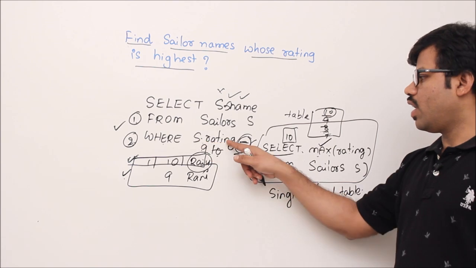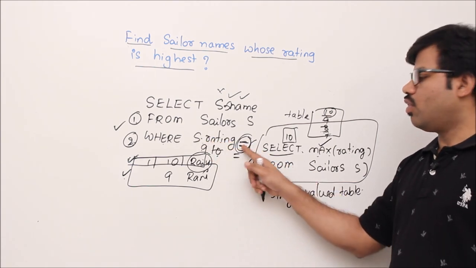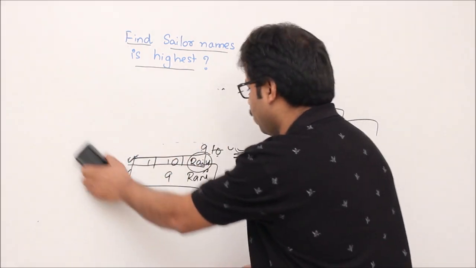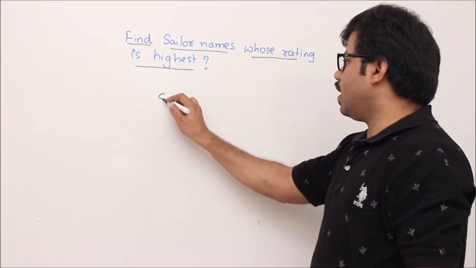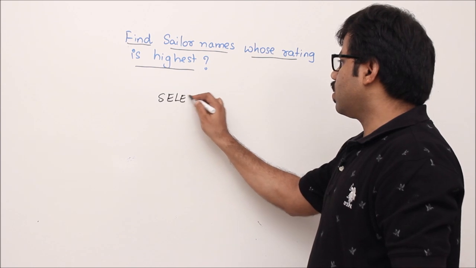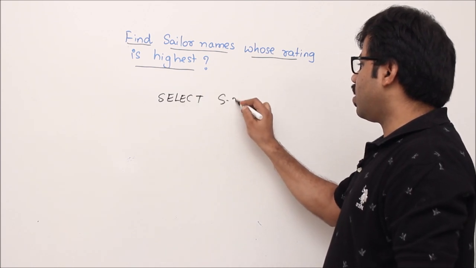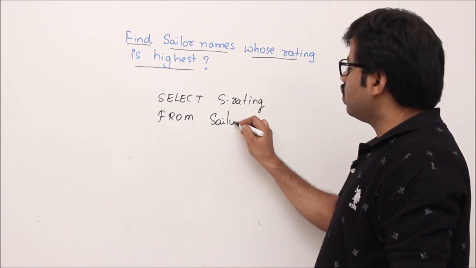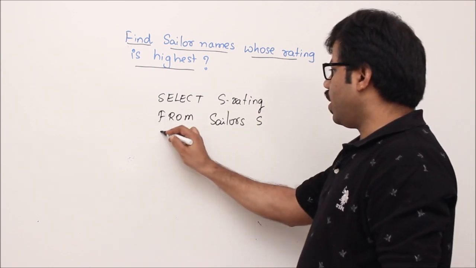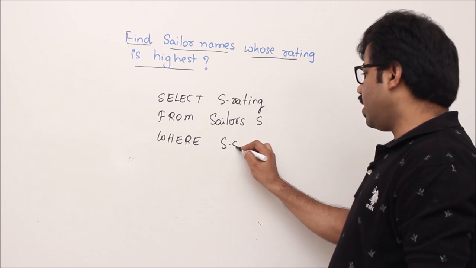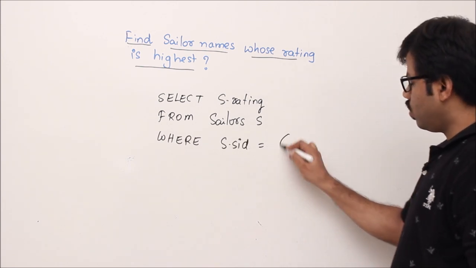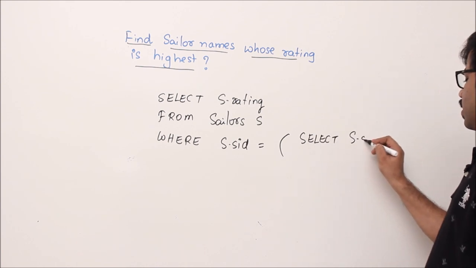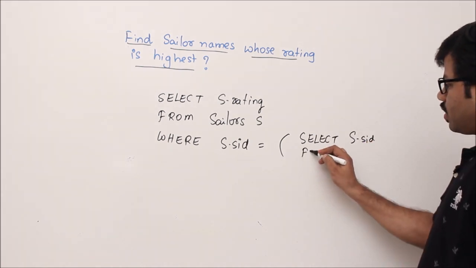The left side also has a single value. Single value equal to single value is meaningful. But I will tell you what is wrong. Writing like this is wrong: select something, s dot rating, anything from sailors s where s dot sid equal to select s dot sid from sailors.